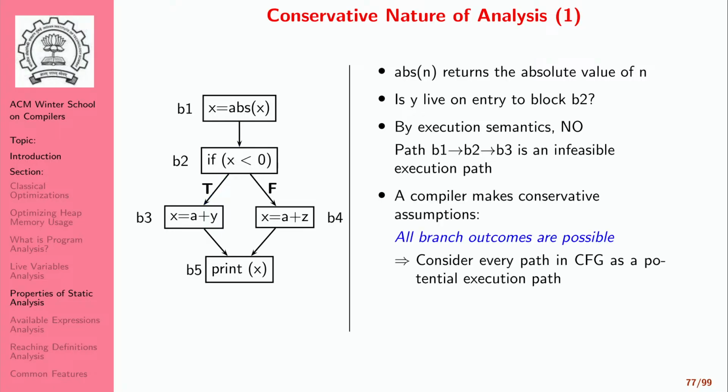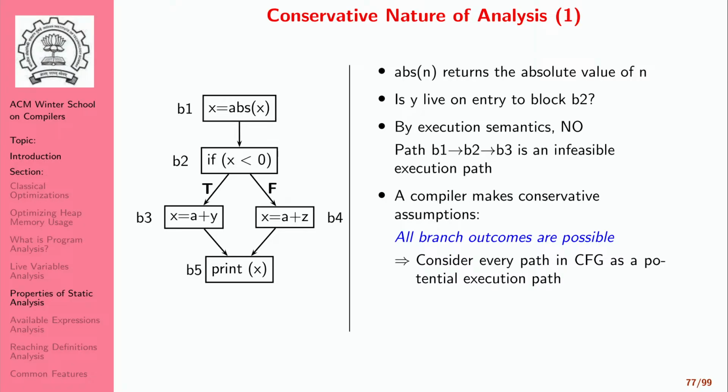So a compiler makes conservative assumptions, assuming that all branch outcomes are possible. Consider every path in the control flow graph as a potential execution path, because of which we are covering more behaviors than are actually possible at runtime, which means that our result will never be unsound. It may be imprecise. So declaring y to be live at the exit of B2 is an error, but a harmless error. It's not a harmful error.